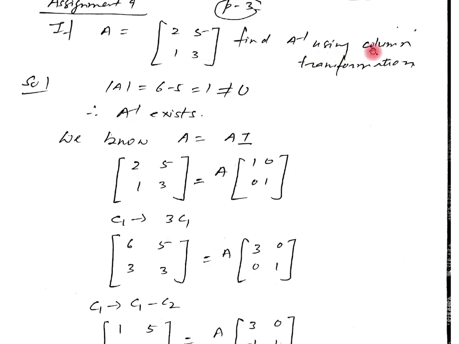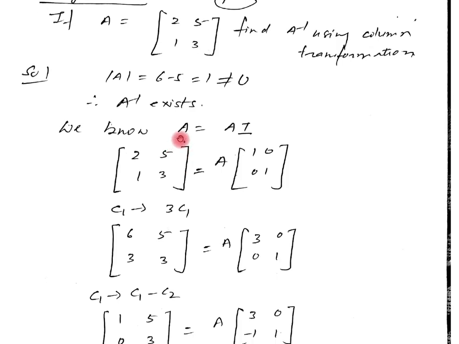Now it is the column transformation. The question will be started. We know that A equals A into I. Here it is the post multiplication by I. In the row transformation it is the pre-multiplication by I. Whenever we have to perform the column transformation, we have to write down A equals A into I, which means the post multiplication by I. Now, putting the value of A here as it is, and putting the value of I here.